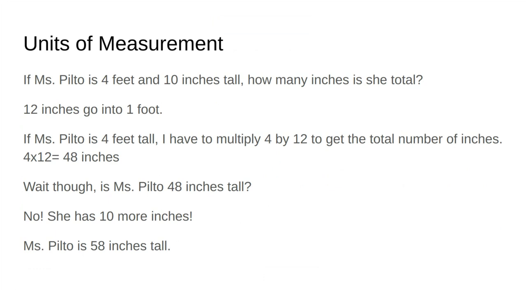12 inches goes into 1 foot. 12 inches, 1 foot. If Miss Pilto's 4 feet tall and I have to figure out how many inches in each of the feet she is tall, all I got to do is multiply 4 times 12 because I'm adding 12 four times because it's 4 feet. That gives me a total of 48 inches. But wait, is she 40 inches tall? No, because she has 10 more inches. Miss Pilto was 58 inches tall.